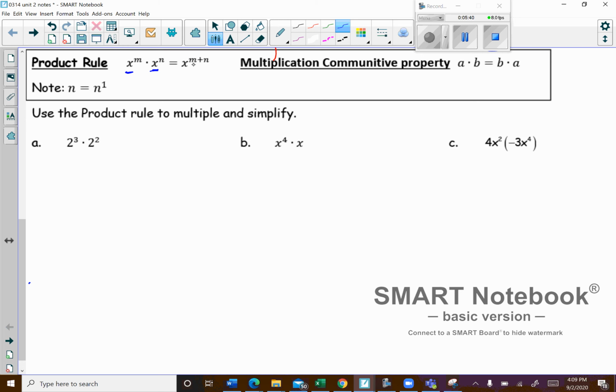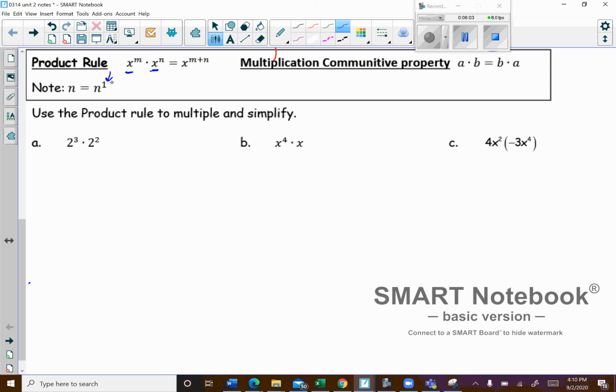Just remember, multiplication is commutative, and that means we can move some stuff around. We'll look at that property in a minute. That will be useful in a moment. And then just note that if you have a variable just sitting there like n or x, it has an understood power of 1. We'll see that also in a moment.